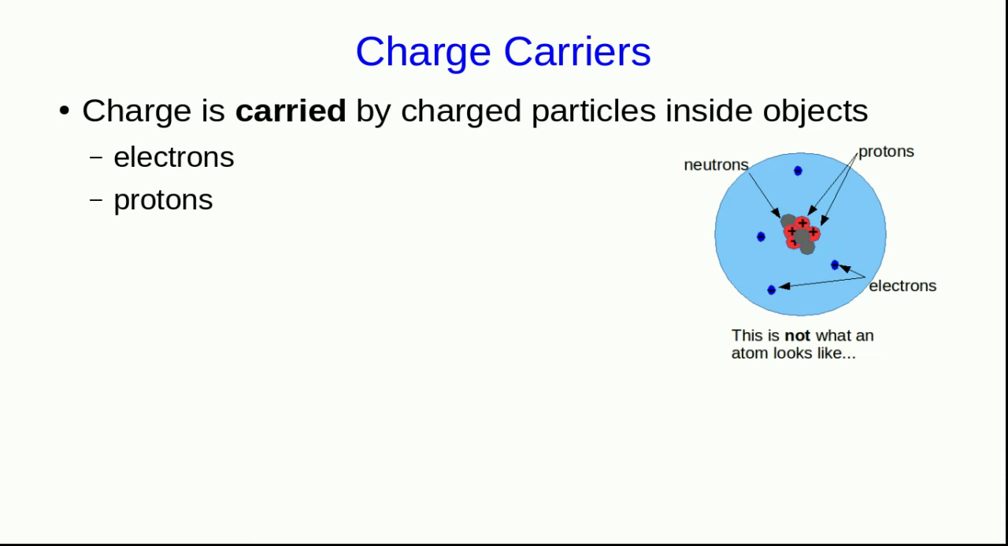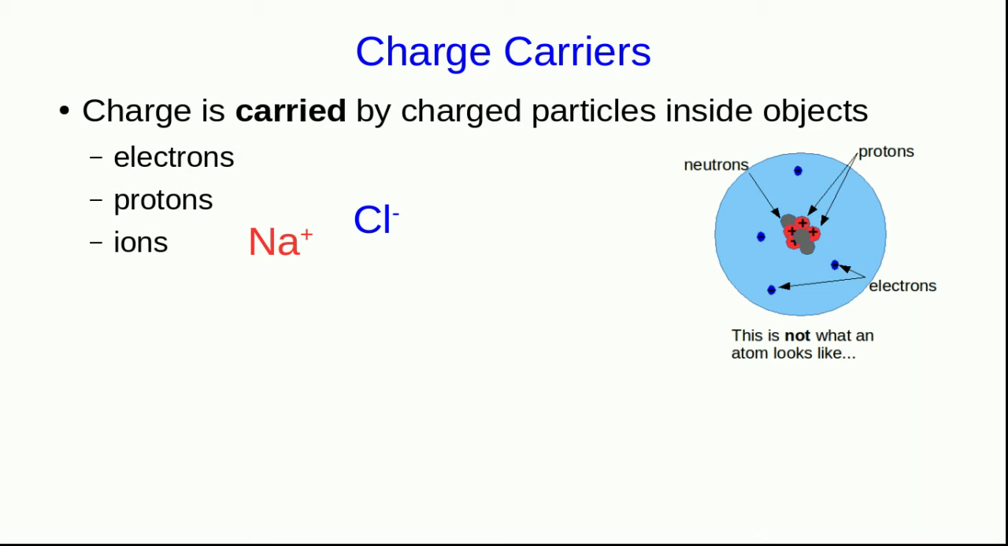Our model of charge is intimately tied to our model of how matter is built on the atomic scale. Charge is carried by charged particles inside objects. So all objects are made out of atoms. This is not a picture of an atom. An atom looks nothing like this, but it's a schematic picture, and it shows the structure of an atom, which is negatively charged electrons in a cloud surrounding a compact nucleus, which contains protons, which are positively charged.